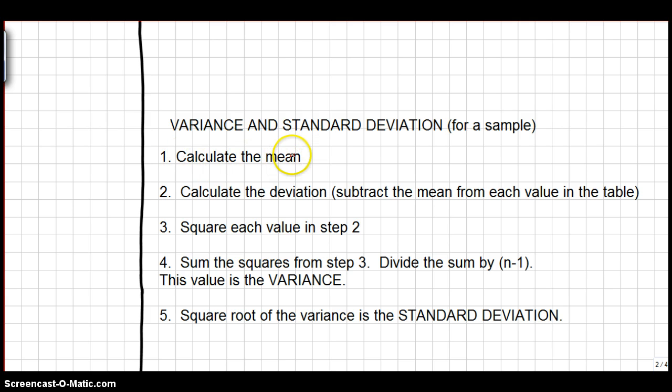Let's continue to mark the symbols as we go. So calculate the mean, or calculate x with a bar over it. Next step is to calculate what's called the deviation. To calculate the deviation, I have a little hint here on how to do it. You subtract the mean from each value in the table, or another way to say it is take the data minus the mean. We're going to do that in symbols as well. Remember that the data was x sub i, and we're going to take away the mean from each piece. So it's x sub i minus x bar.